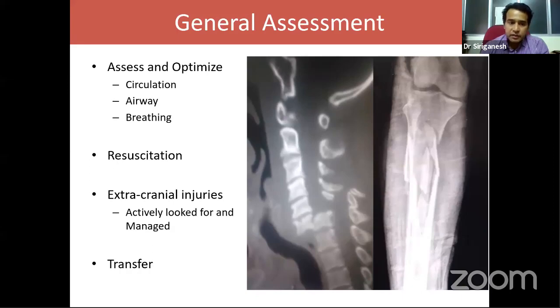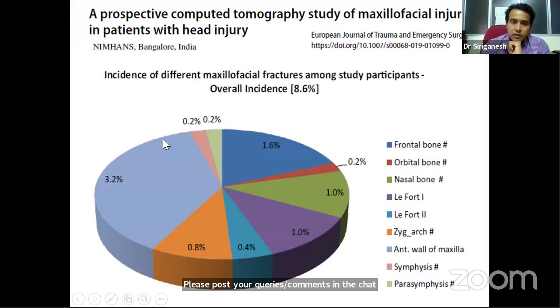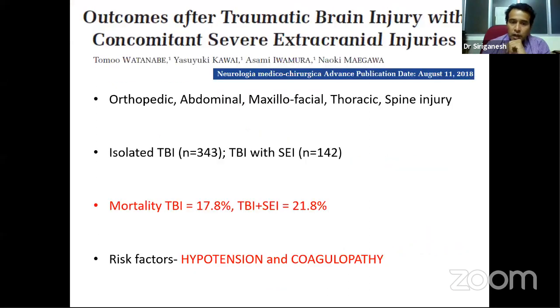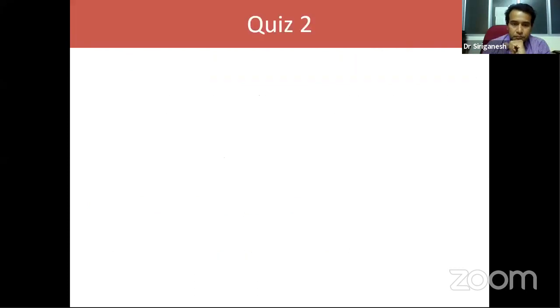Circulation, airway, breathing take precedence. One must actively look for any extracranial injuries that may accompany a traumatic brain injury, such as seen in the figure here, that is cervical fracture dislocation, long bone fractures, and there can be associated maxillofacial injuries as well. These account for about 10% of the patients; you find extracranial injuries as well. And these also affect the outcomes as shown in this study. The mortality is higher as compared to isolated traumatic brain injury. And the reasons or risk factors for this are hypotension and coagulopathy.